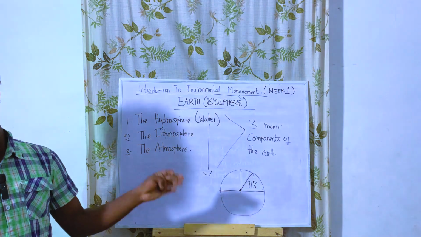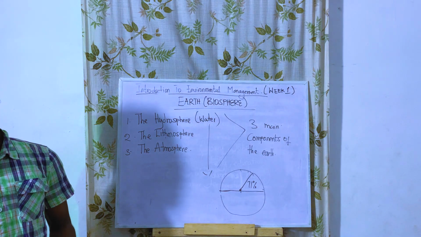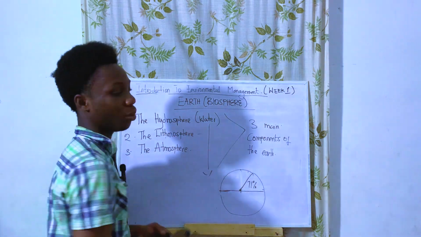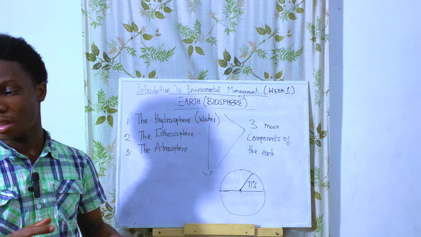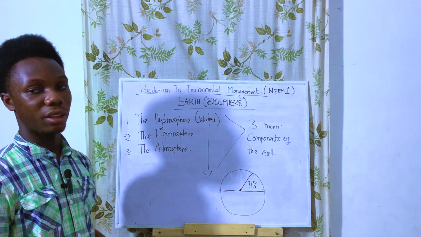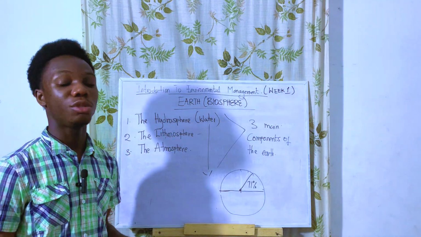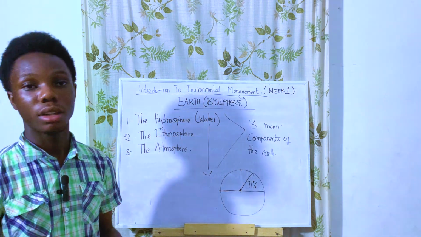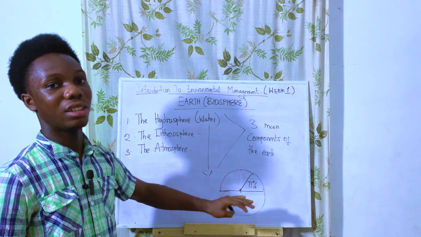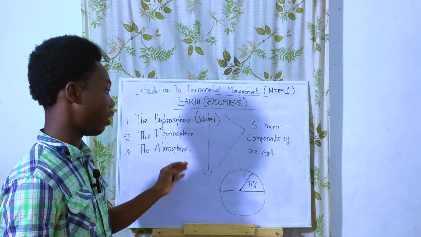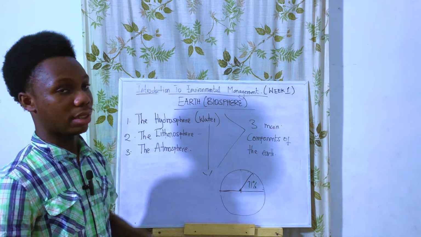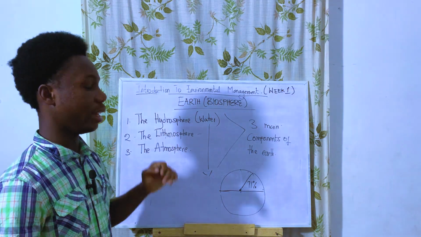And also when it comes to the lithosphere, it consists of minerals, that is the rock and soil. So it has about 29% of the Earth's surface. And for the atmosphere, it is 100%. The atmosphere contains gases for breathing. So the gas we breathe is from the atmosphere. So that one covers 100%, right? So these are the three main components of the Earth: the hydrosphere, lithosphere, and the atmosphere.